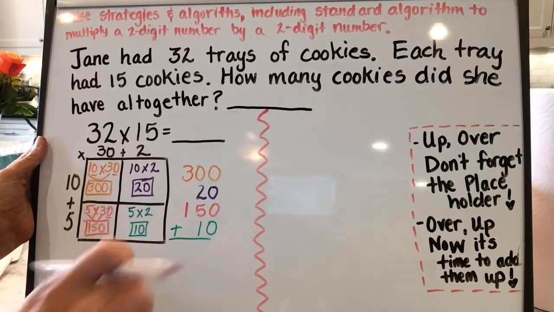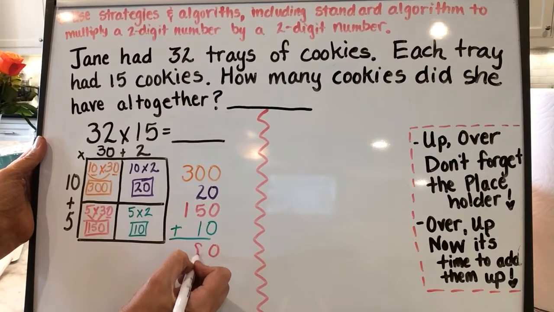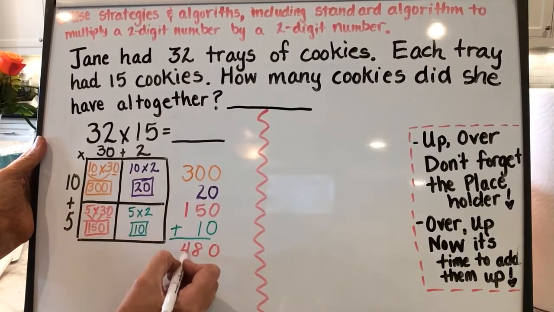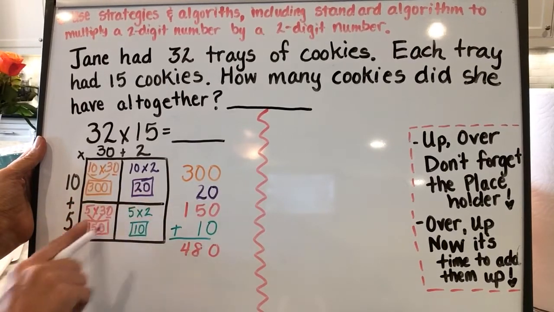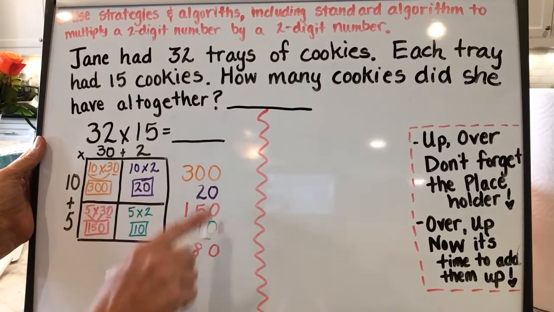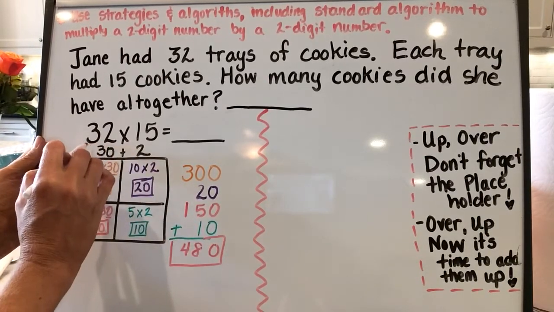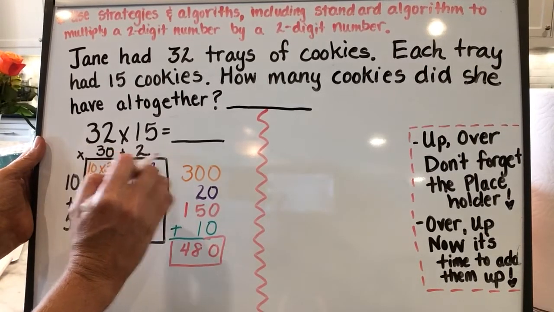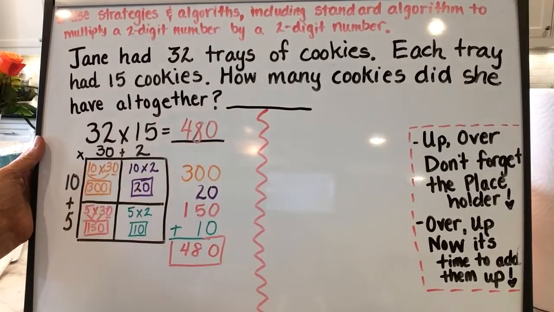I've got a 0 here in my ones place. 2 plus 5 is 7, plus 1 is 8. 3 plus 1 is 4. And again, it doesn't matter if I add 300 plus 150 plus 10 plus 20, the order, I'm still going to get 480 cookies. So 32 trays times 15 cookies is going to give me 480 total cookies altogether.